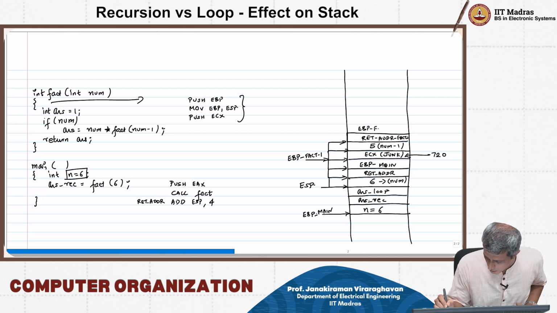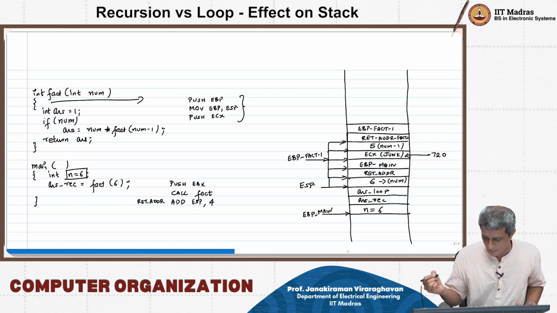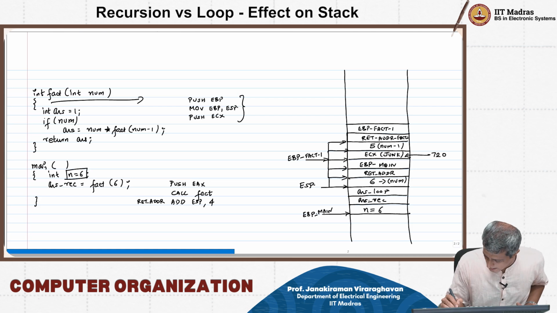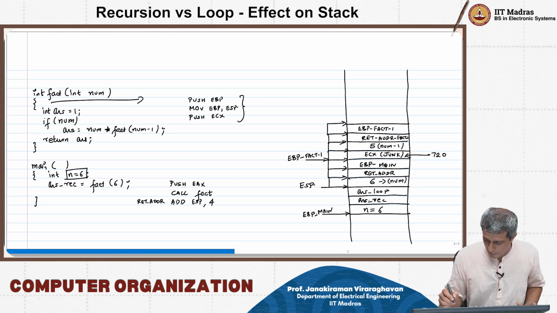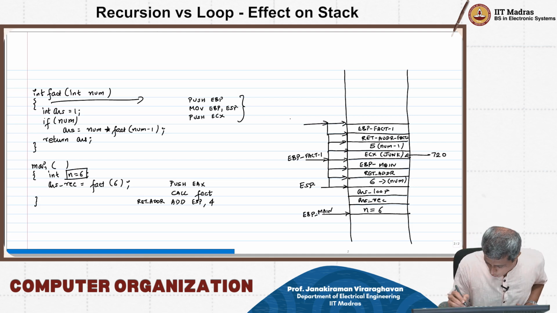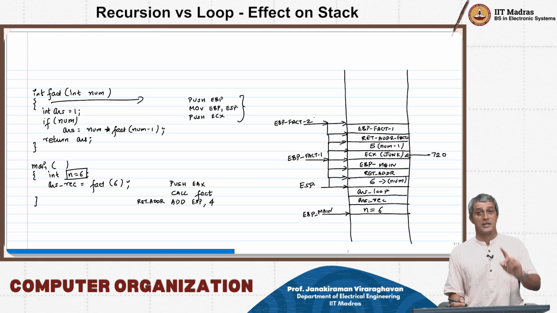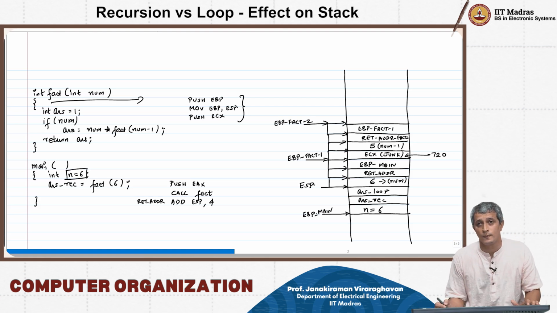And then after the call, you enter the function again and you will push EBP fact 1 like this. Your ESP is obviously going to move again like this with every push and all that. Then your EBP will be moved to this point, EBP fact 2. The second iteration of the same factorial function is now being executed. And then you enter here.